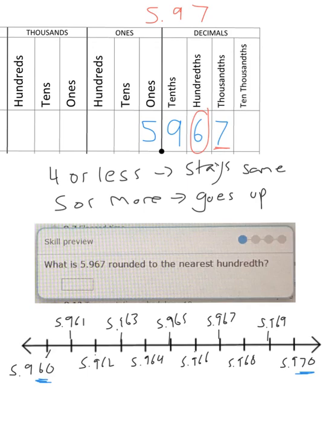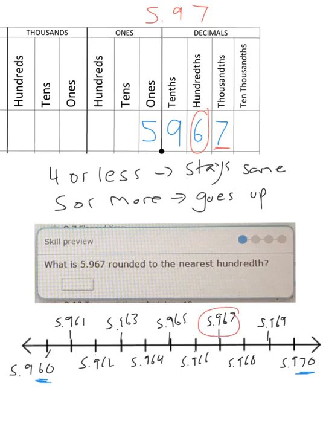Another more visual way to show this, which when I was at my last Pro D, they want us to do more with the students so you can really see the idea of the rounding, is I've taken a number line and I've written on it from 5 and 960 thousandths all the way to 5 and 970 thousandths. So you can see the 961 thousandths, 962 thousandths, 963 thousandths, etc. And we see that our number, 5 and 967 thousandths, is right here.